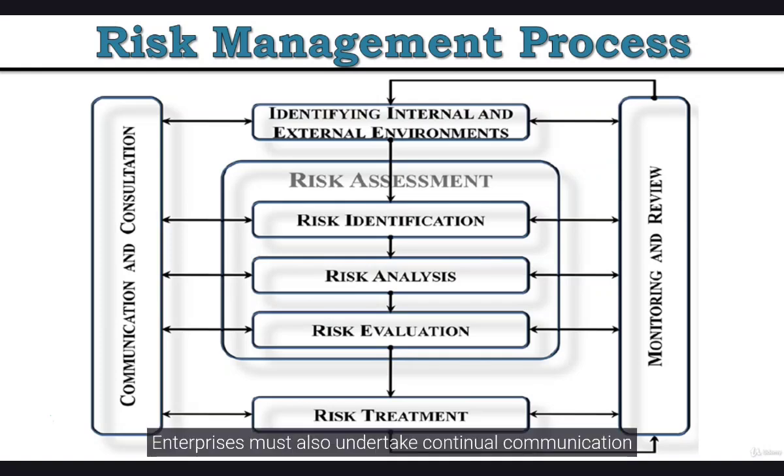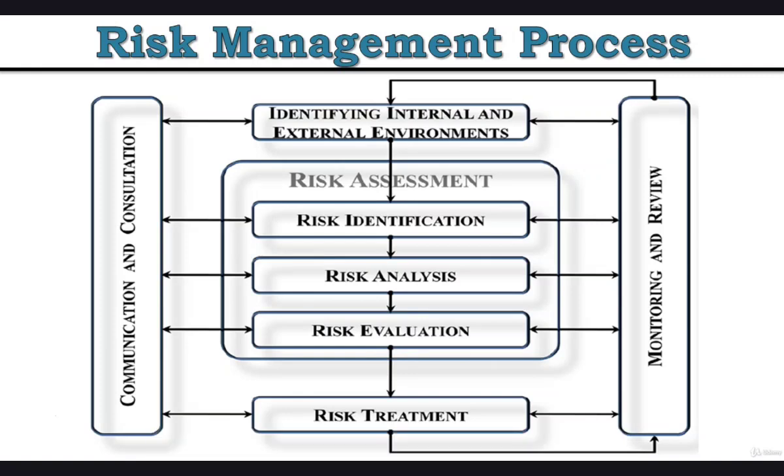Enterprises must also undertake continual communication and consultation as well as monitoring and review throughout this process. Monitoring and review entails not only evaluating the effects of risk treatment, but also maintaining the plan and responding to changes in supplier, processes, and regulation affecting elements of the supply chains. It also entails continually identifying opportunities for improvement. We will explore each of these process steps in the following lectures, from Lecture 4 to Lecture 8.